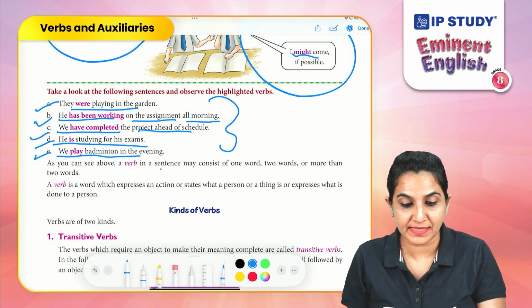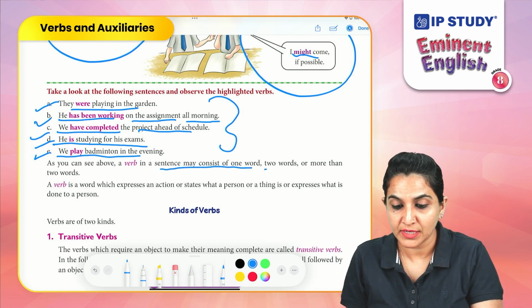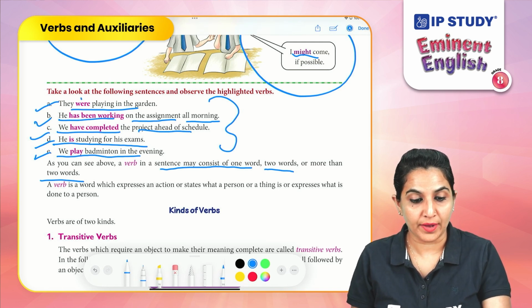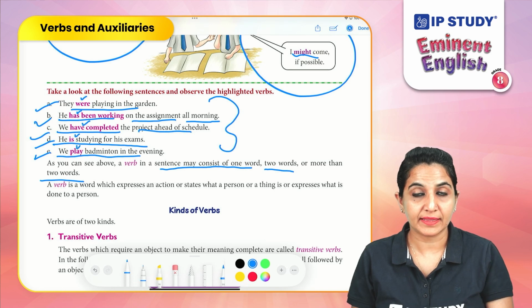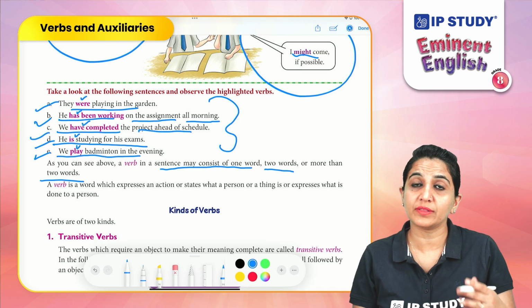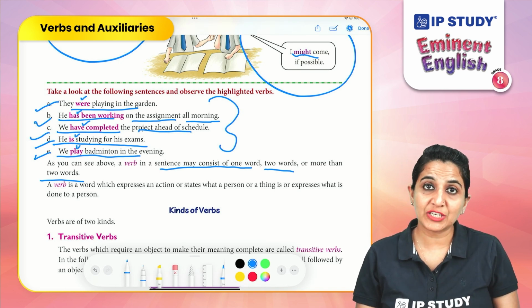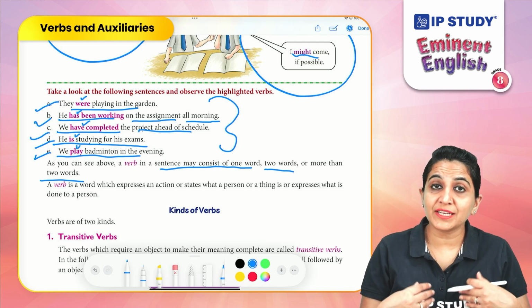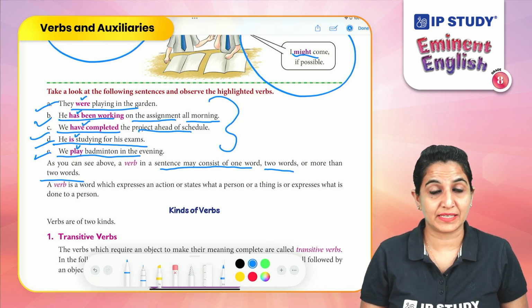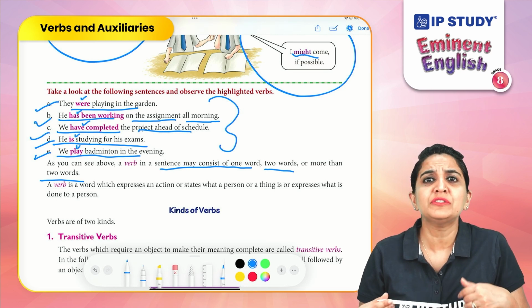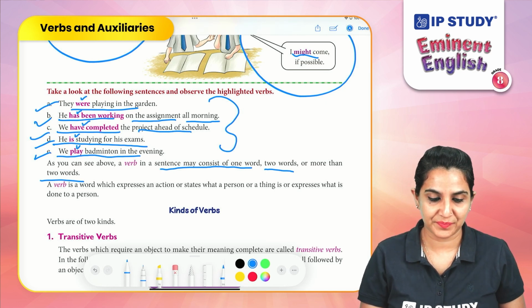And a verb in a sentence may consist of one word, two words, or more than two words. For example, were, has been working, have completed, is, play. They all are verbs. They can be one word, they can be two words, or they can be three words as well. It really depends on the tense of the sentence. What kind of a sentence is it? Is it a negative sentence? Is it a question? Or what kind of a possibility, permission, or mood is it expressing?